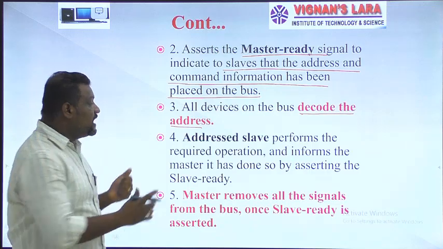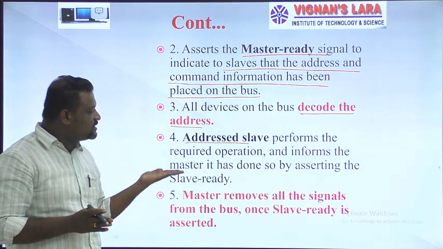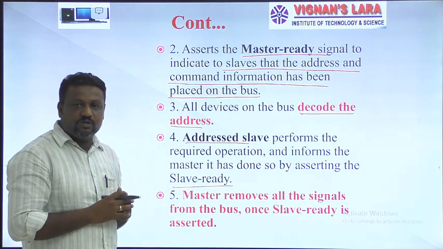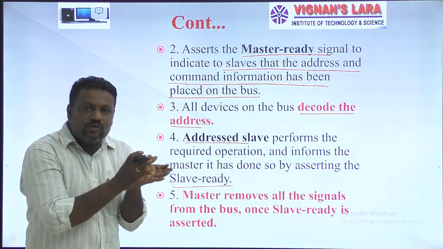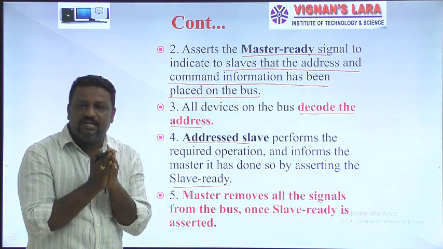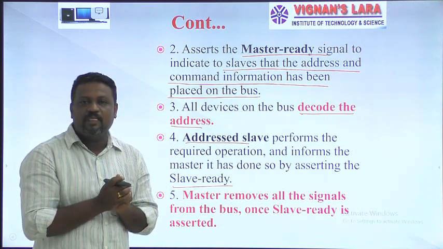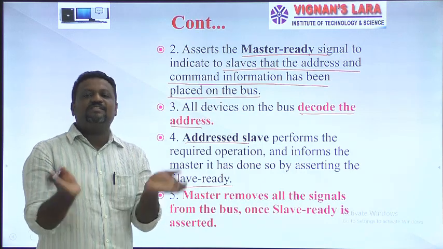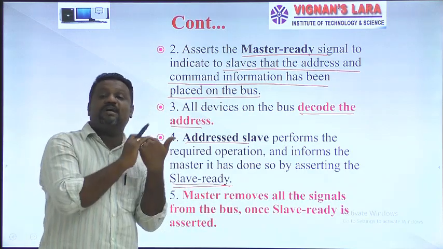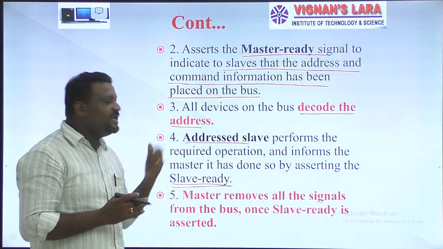And coming to the fourth, the addressed slave performs the required operation and informs the master it has done so by asserting the slave ready signal. Once the address was decoded by the corresponding slave, it has to perform the task given by the master in terms of command information. Once it performs the task, the slave activates the slave ready signal. That means it informs the master that I did whatever task was assigned to me.